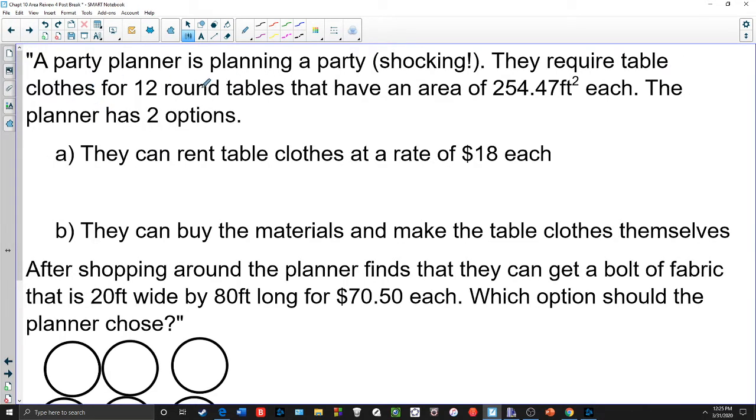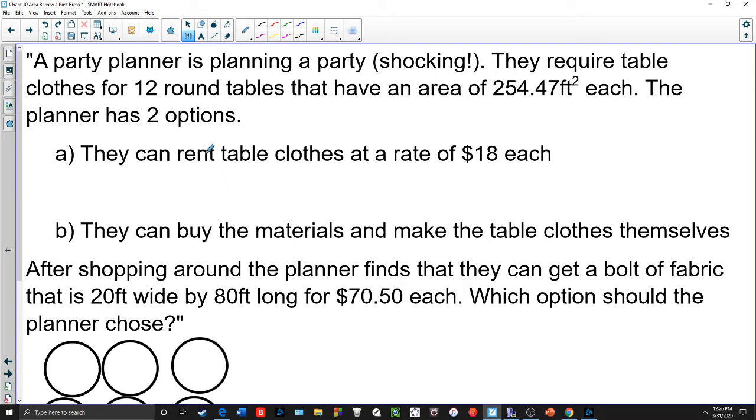So we have this case here where we have a party planner who's planning a party. They require tablecloths, not clothes, but cloths, for 12 round tables that have an area of that each. The planner has two options. They can rent tablecloths for $18 each, or they can make their own. So they go out and do some research, and they find that the cheapest they can get is a bolt of fabric that's 20 feet wide by 80 feet long for $7.50 each. And it says, what option should they choose?